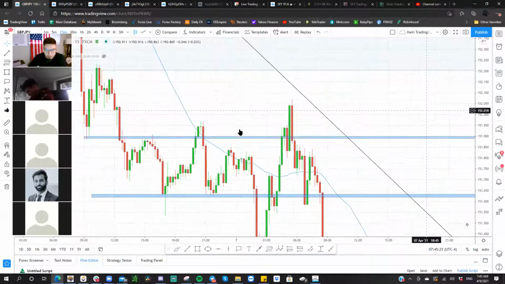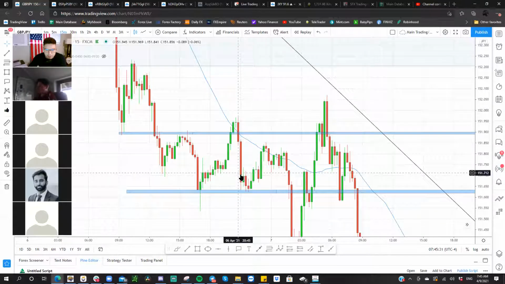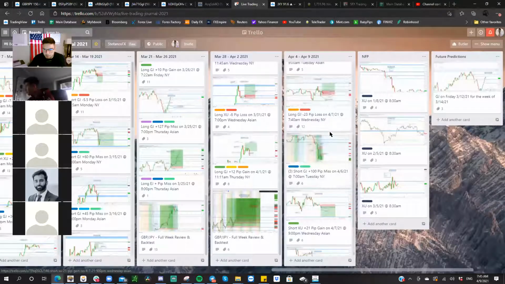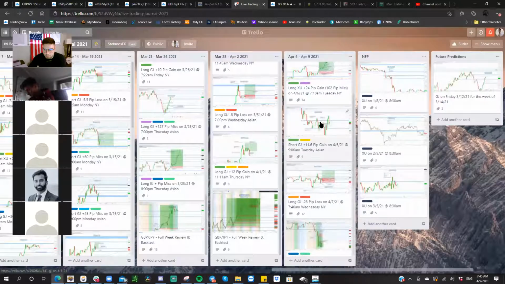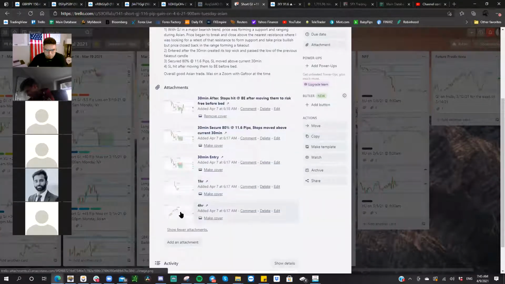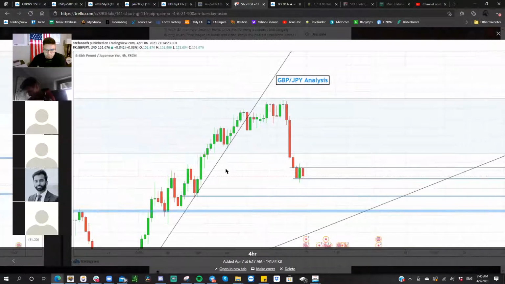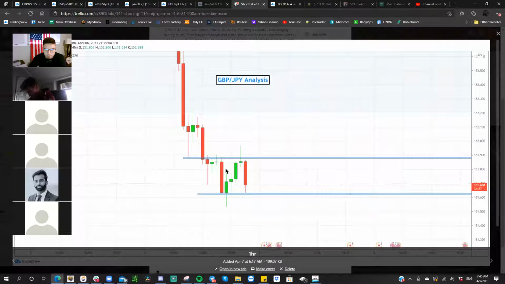Price closed right back into the range, created its top wick, passed the low of this candle right here, and then I grabbed this move and I secured right down here at 11 pips. If you want to see it, right here. This is what the 4 hour looked like. This is what the 1 hour looked like.